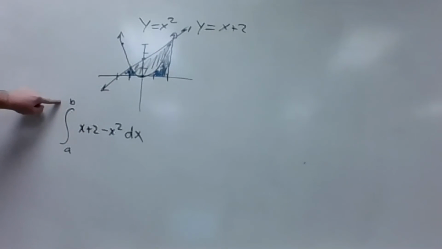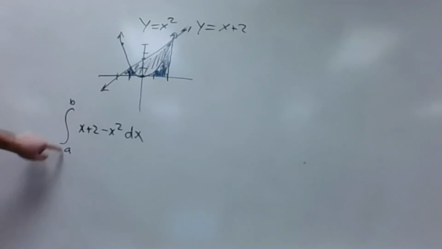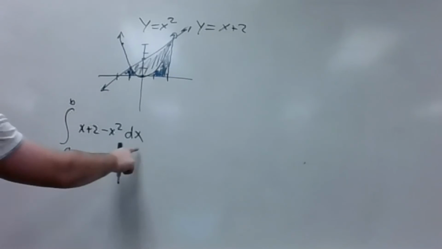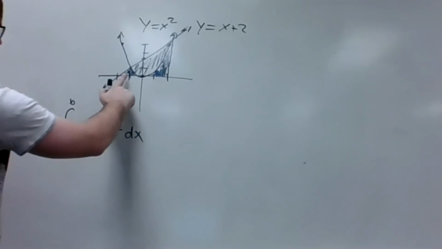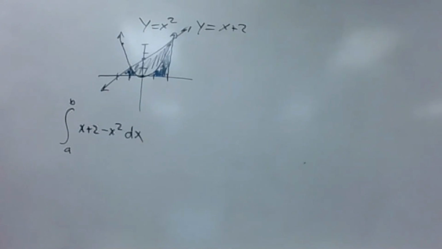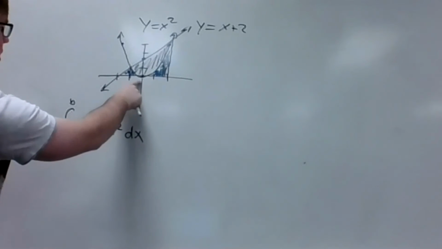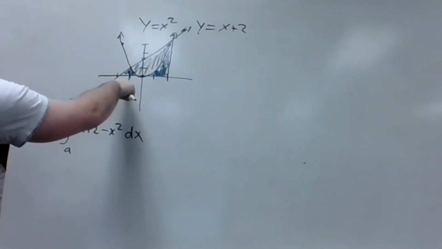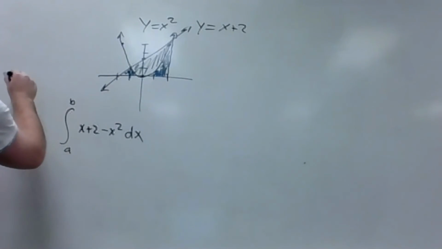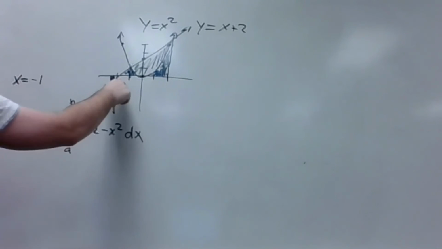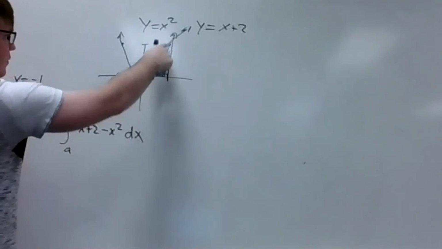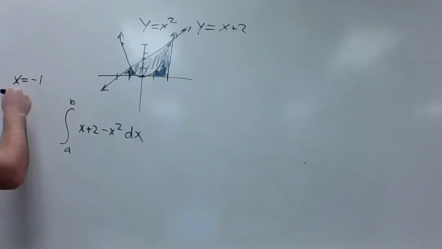And now we need to identify these x boundaries. Since we're working with x variables, we need to know from what to what the x goes. On this one, it's pretty simple to look at a graph and say, oh, well, it connects at x equals -1, right? And x equals 2, because that's where they intersect.